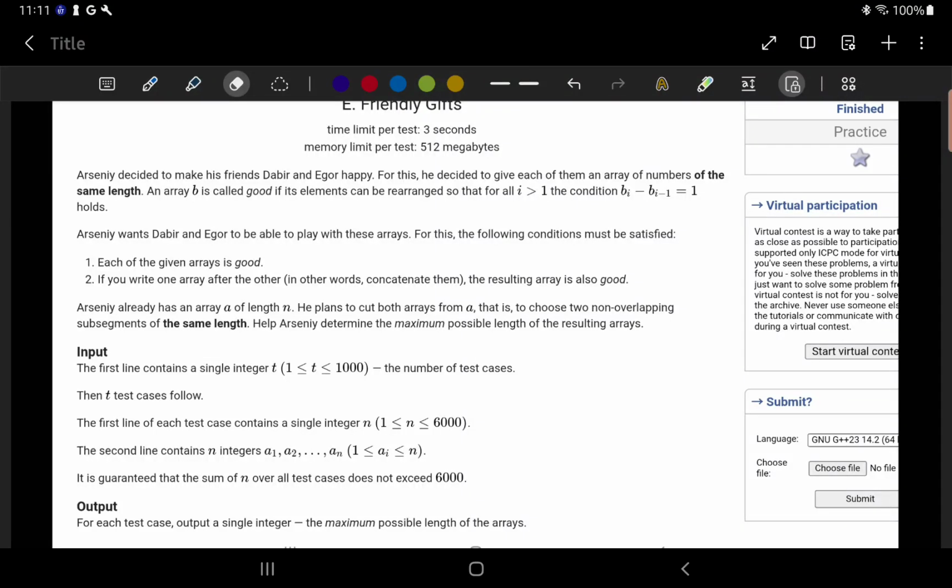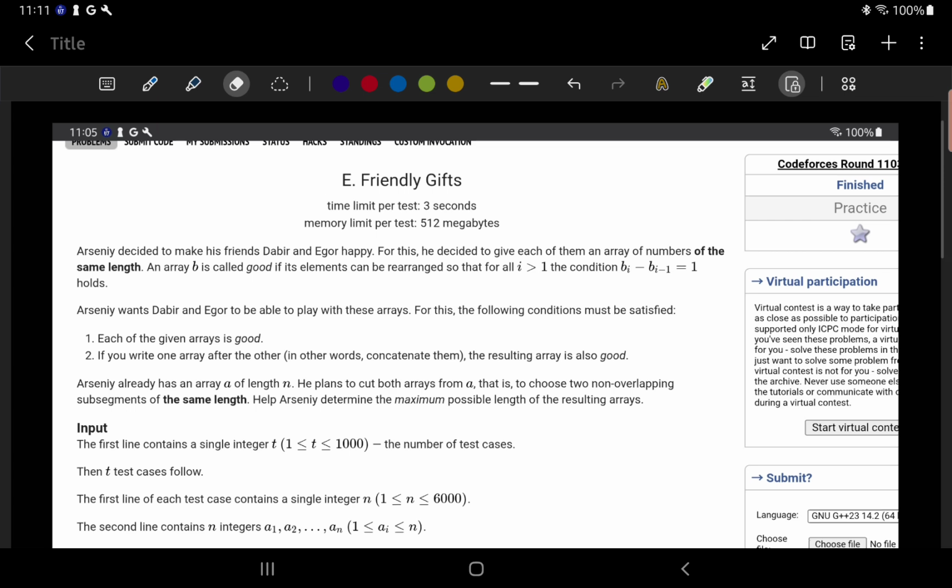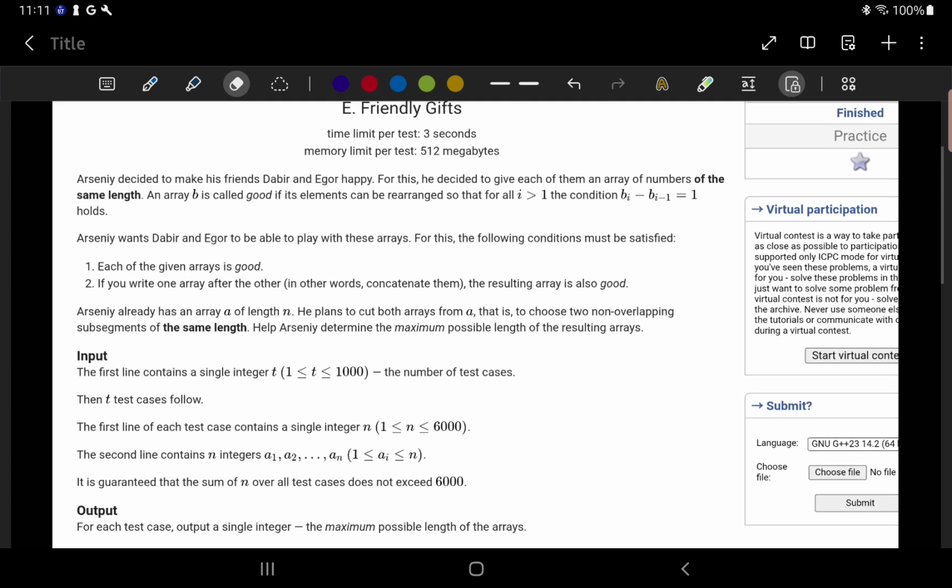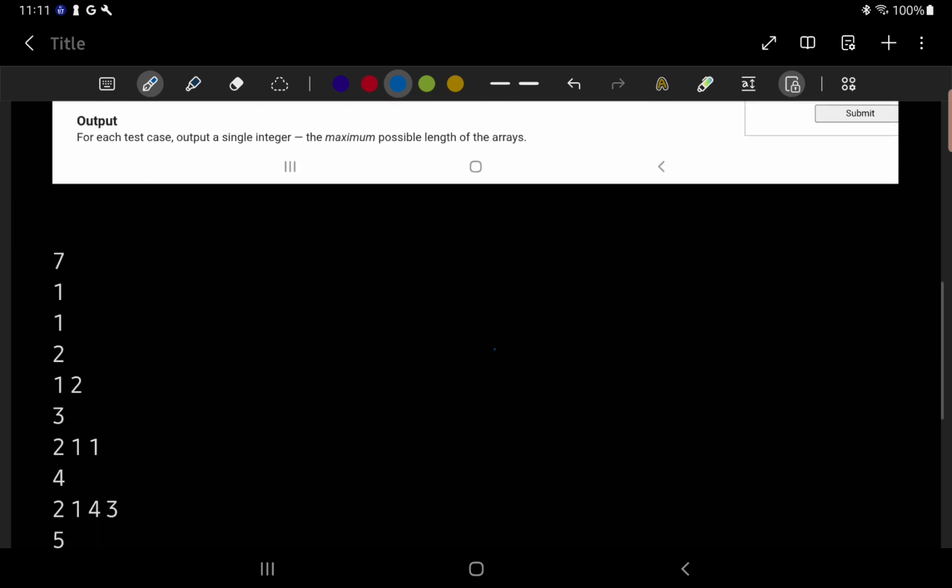Everyone. So today we are going to solve Codeforces 1103 Div 3 question number E, Friendly Gifts. I hope you must have given a good read. So I'll directly jump to the understanding of the question. Then we'll come to the constraints.